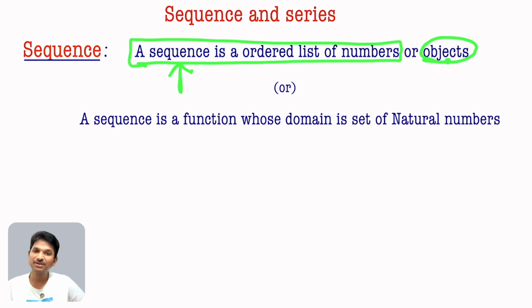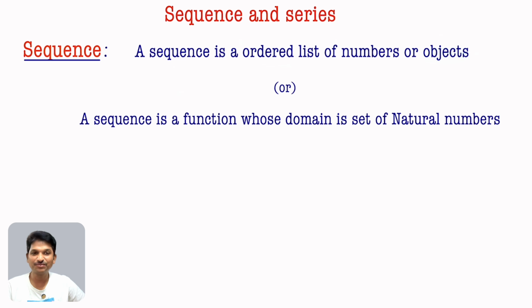Numbers are objects. Usually, throughout this chapter, we'll discuss numbers only, that's why I am not discussing much about these objects. Objects means the things which are either living or non-living. Sequence is an ordered list of numbers. What does it mean? I'll take one example so that you can understand it.